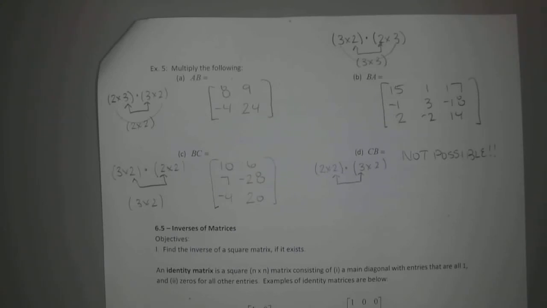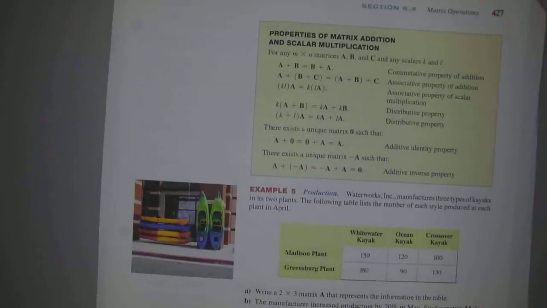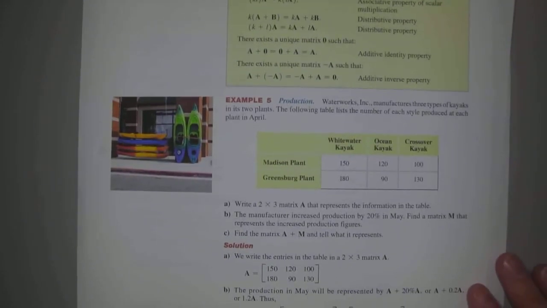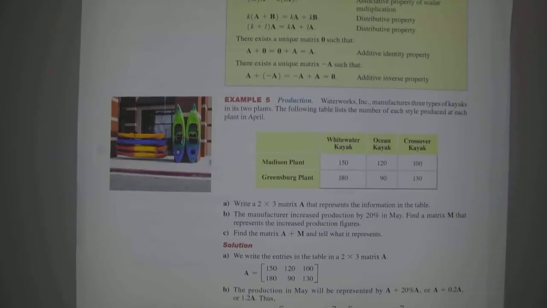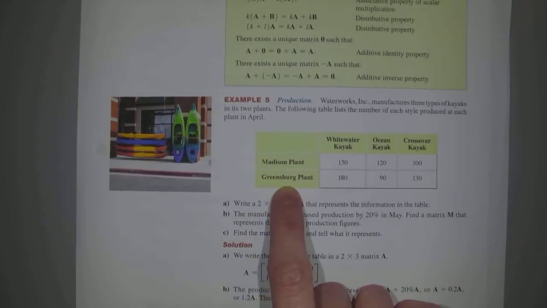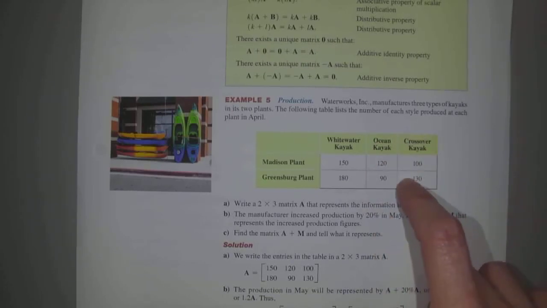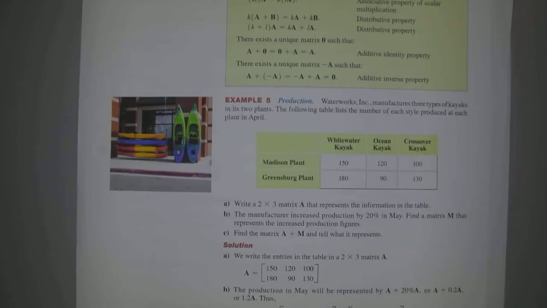Okay, so let me just show you real quickly. This one just showed you how if we were going to do it by hand. Oh, no, I lied. So where might we have to use addition of matrices? So here are two different plants that make different kayaks. One plant's in Madison, one plant's in Greensburg, and this is the production for the whitewater kayaks, the ocean kayaks, and the crossover kayaks.